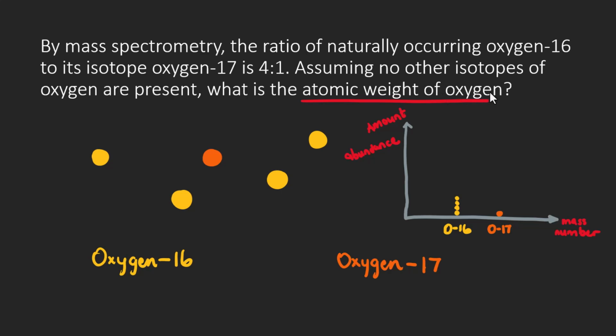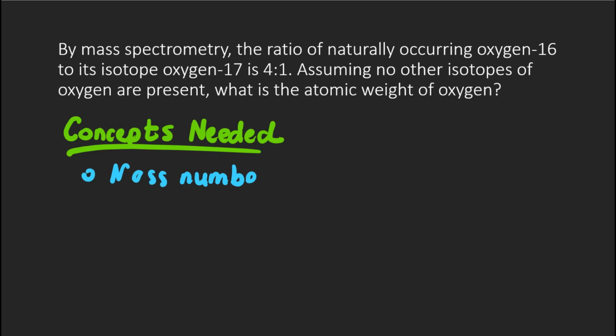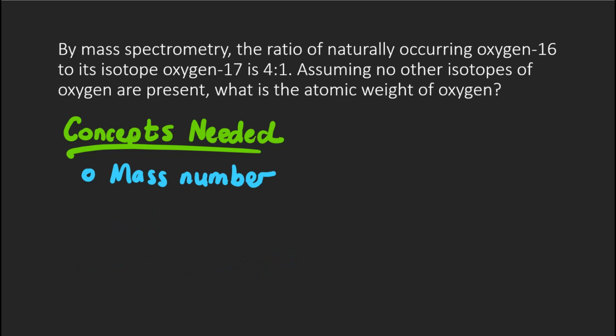And so it says here that assuming no other isotopes of oxygen are present, what is the atomic weight of oxygen? First, we need to review the concepts needed to determine the required variables. One is the mass number, next is the ratios, and later we'll look at the atomic weight. Now, let's look at the mass number.